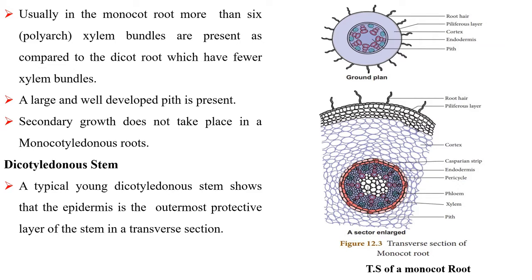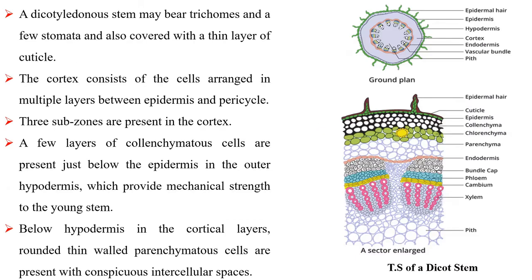Dicotyledonous stem. A transverse section of a typical young dicotyledonous stem shows that the epidermis is the outermost protective layer of the stem. A dicotyledonous stem may bear trichomes and a few stomata and is also covered with a thin layer of cuticle. The cortex consists of cells arranged in multiple layers between epidermis and pericycle. 3 subzones are present in the cortex.